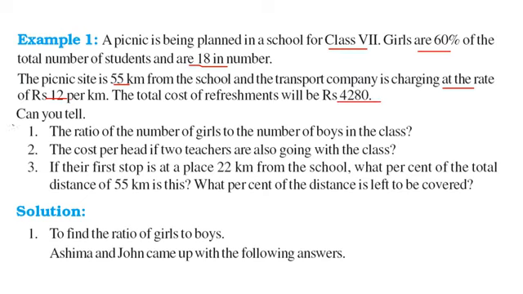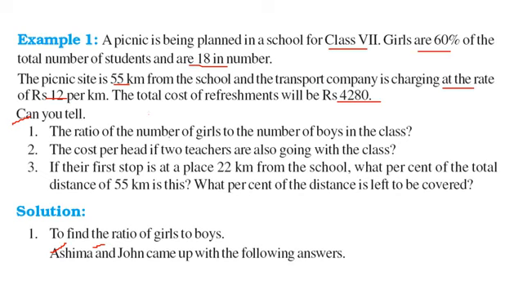So what we have to find is the ratio of the number of girls to the number of boys in the school, right? In order to find the ratio of the girls to boys, Ashima and John come up with different answers, meaning different ways or different techniques. The answer will be the same, of course.